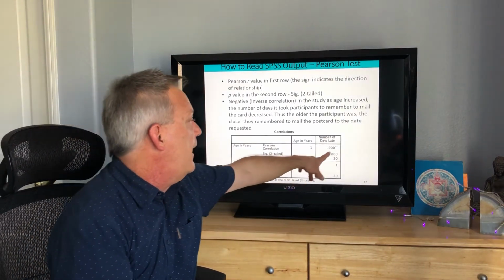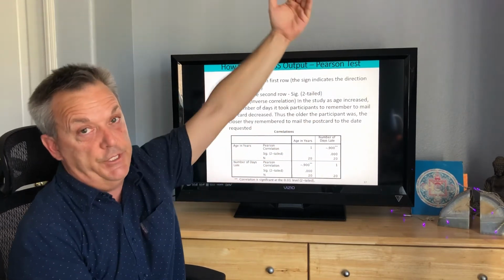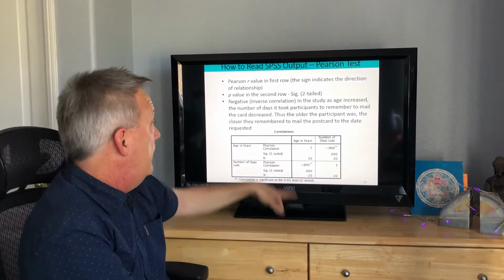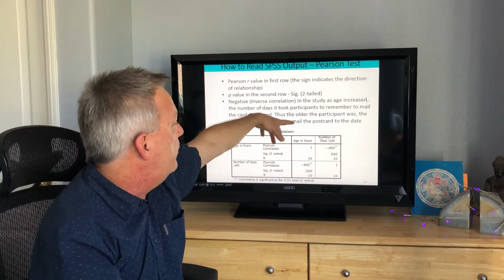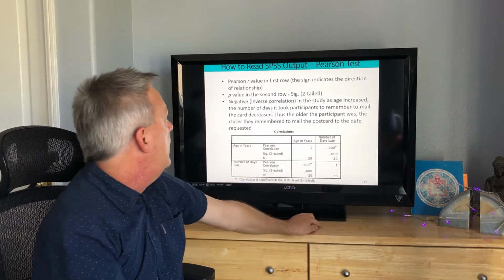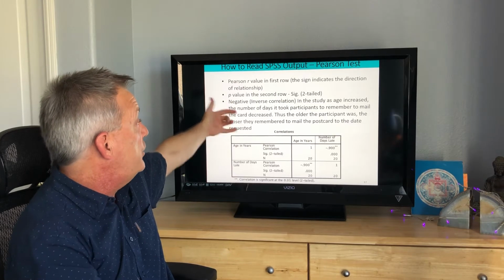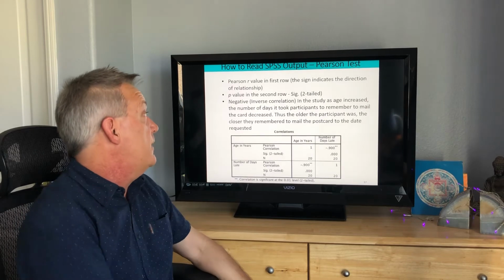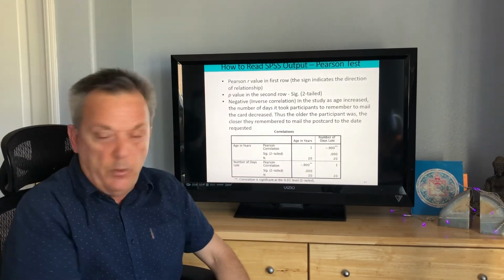And so there was a high negative correlation. The older you were, the increase in age meant the fewer days it took you to turn it in. You turned it in on time. And so the p-value in the second row is right here, which is 0.00. And as I said, the negative inverse correlation in the study: as age increased, the number of days it took participants to remember to mail the card decreased. Thus, the older a participant was, the closer they remembered to mail the postcard to the date requested.